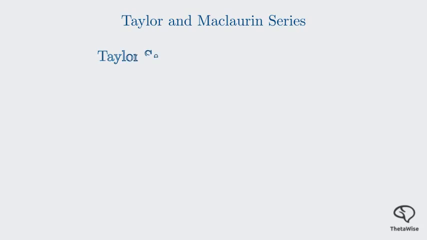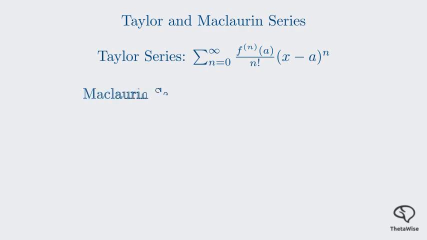Building on power series, we can represent functions as infinite polynomials using Taylor and Maclaurin series. A Taylor series for a function f of x centered at a is given by this formula. The sum from n equals 0 to infinity of the nth derivative of f evaluated at a divided by n factorial times x minus a to the n. A Maclaurin series is simply a Taylor series centered at a equals 0. The Maclaurin series is the sum from n equals 0 to infinity of the nth derivative of f evaluated at 0 divided by n factorial times x to the n.